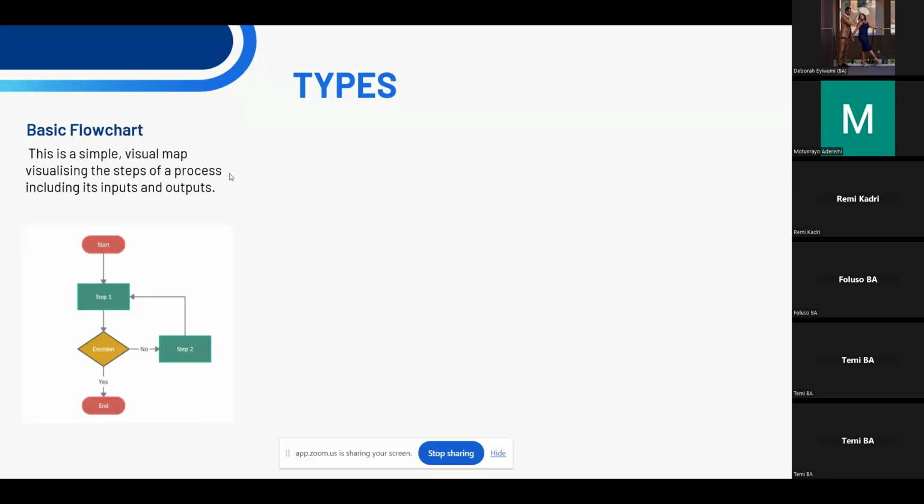The different types of process maps. Now we have the basic flow chart. It has a start. Remember, it has to have a start and an end. So it's just a simple visual map. It's usually high level. Yes, very, very simple. A, B, C, D, step one, step two, yes, no. Remember, I told you about the decision point. So if you say no, this step two happens. If you say yes, it ends. So depending on what path you take or what decision you make, you can go one way or the other. So that's just a visual representation of what I've been talking about.